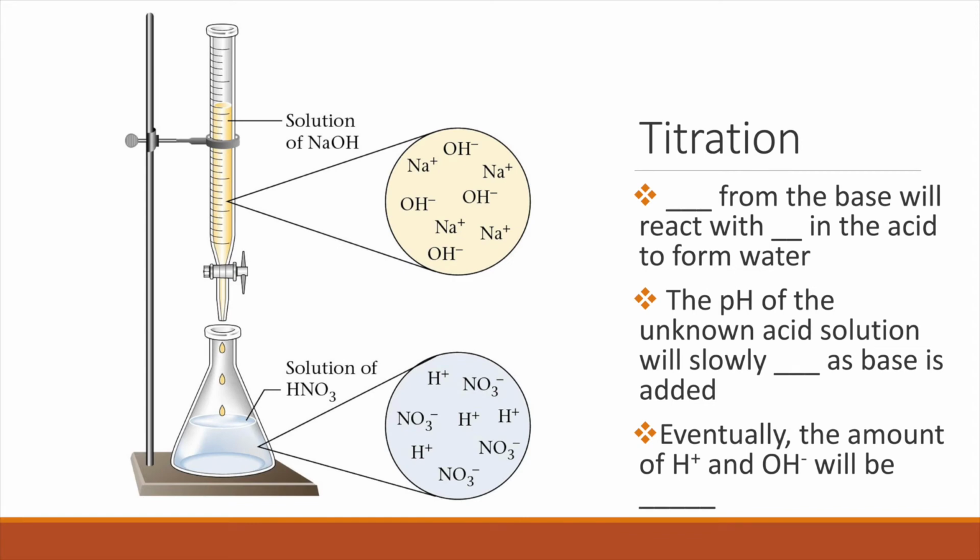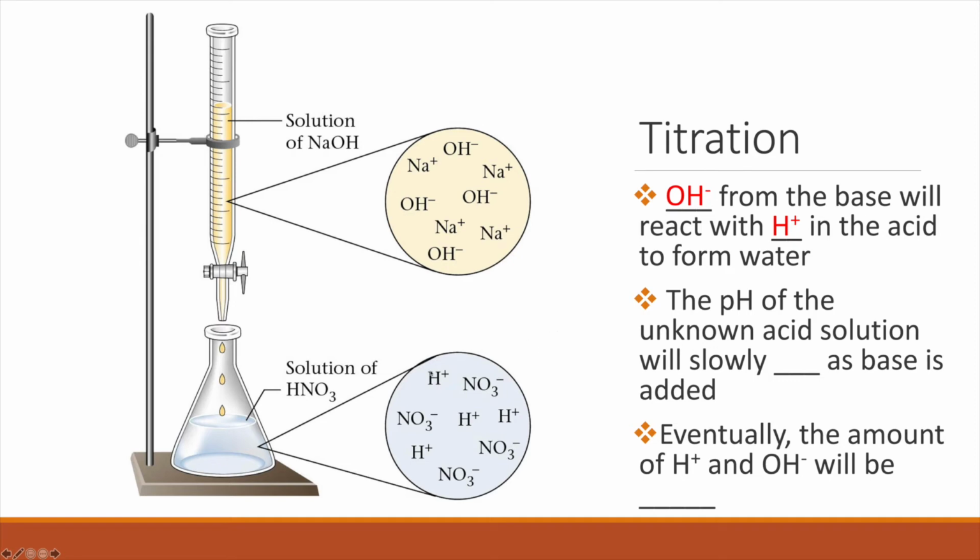So here's another version of seeing this. You can see in the burette we've got all these Na pluses and OH minuses, and then in my acid I've got H pluses and NO3 minuses. So the OH minuses from the base will react with the H pluses in the acid to form water. Now the Na pluses and the NO3 minuses, they're not going to do anything in this case. They're just going to keep floating around in solution. It's the OH minuses and the H pluses that I care about.